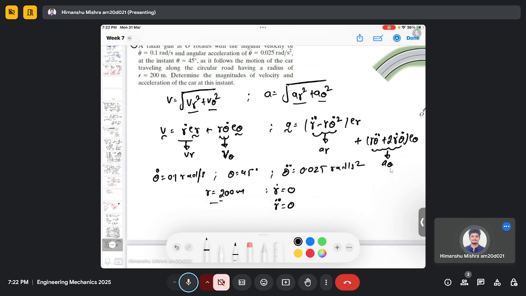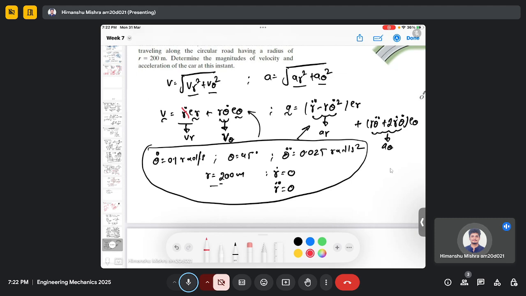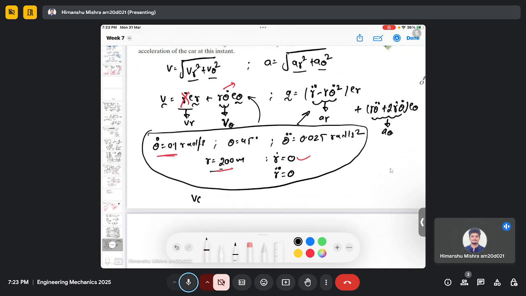Now if you plug this information into the above expressions, you can see that this component will vanish because r dot is 0, and this is a non-zero term because r is 200 and theta dot is 0.1. So my v theta is r theta dot, r is 200 and theta dot is 0.1, so it's 20 meter per second.